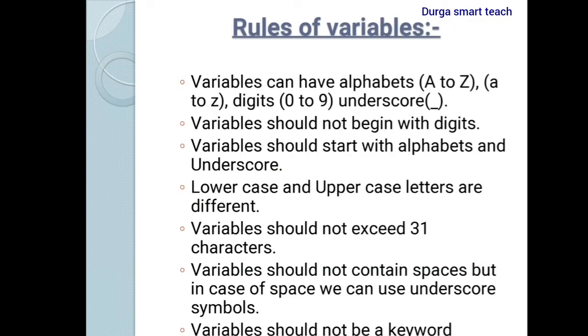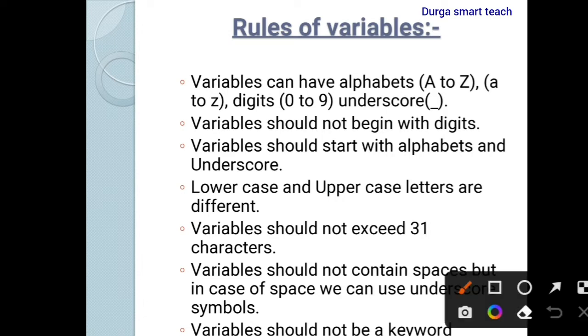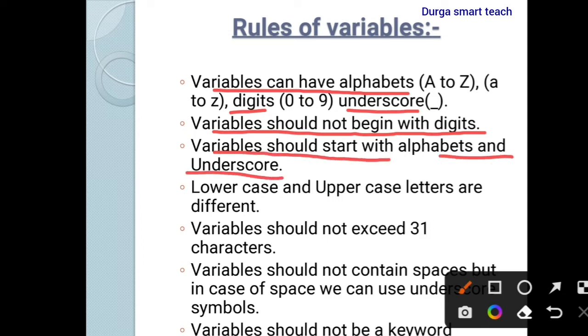Rules of variables. While declaring variables, you need to keep some rules in mind. Those rules are: variables can have alphabets, digits, and underscore. But a variable should not begin with a digit. The variable name can begin with an underscore or an alphabet, but it should not begin with a digit.